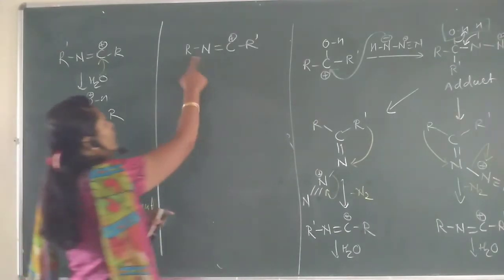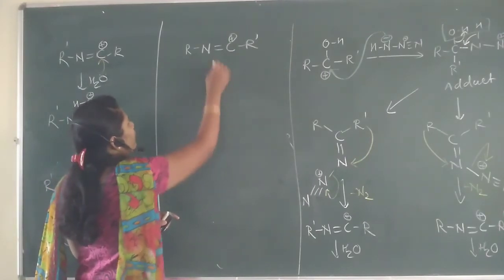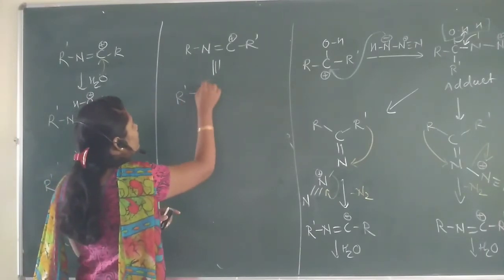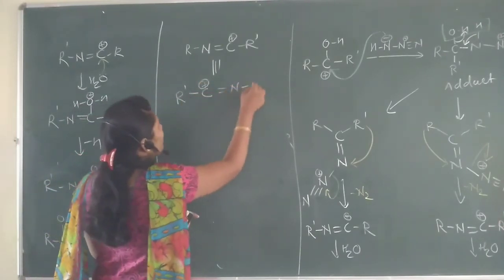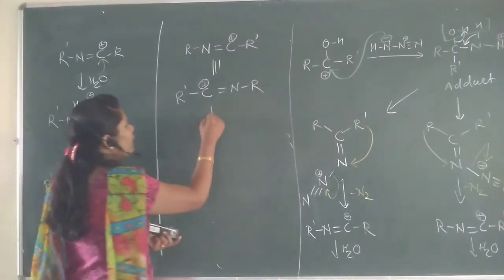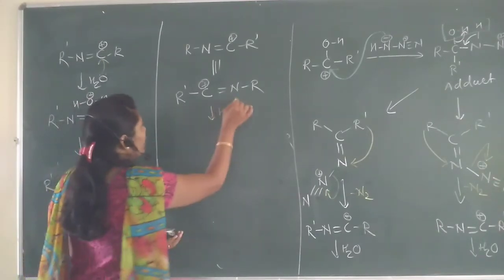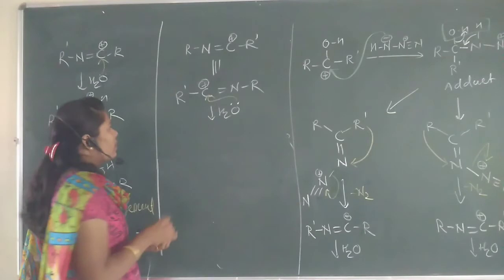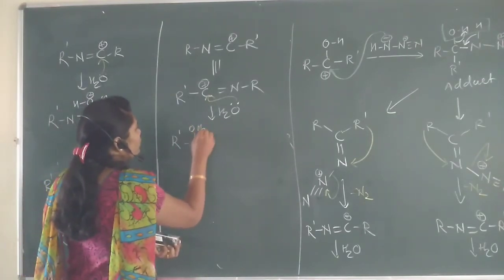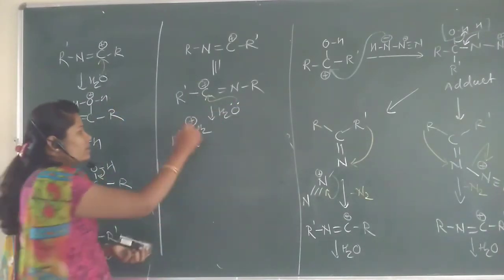Second, here if we get this type of product, then I'm writing here like this manner, R dash C plus double bond NR, for the sake of understanding. Then with the addition of the water molecule, this has a lone pair which is directly shifted to this carbon, and there is a formation of R dash C OH2, by the donation of lone pair of electron by the oxygen becomes positively charged.